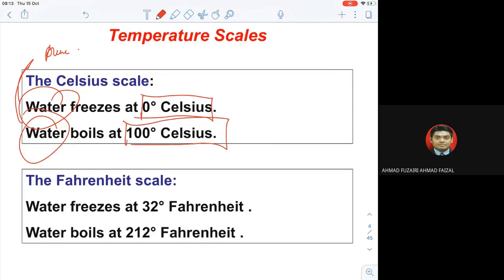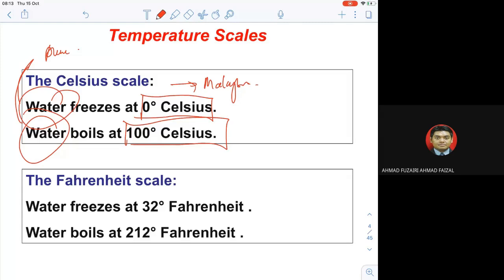And what happened? We usually use a Celsius scale instead of a Fahrenheit scale. In Malaysia, we use a Celsius scale. So this part is Malaysia and all around the world. Part of the world also uses a Celsius scale. But there is also part of the world that will use a Fahrenheit scale, especially in the US.